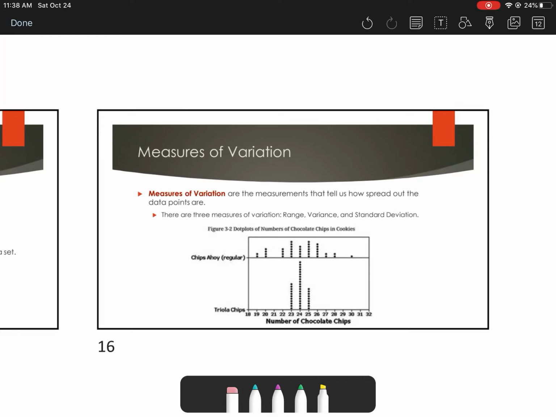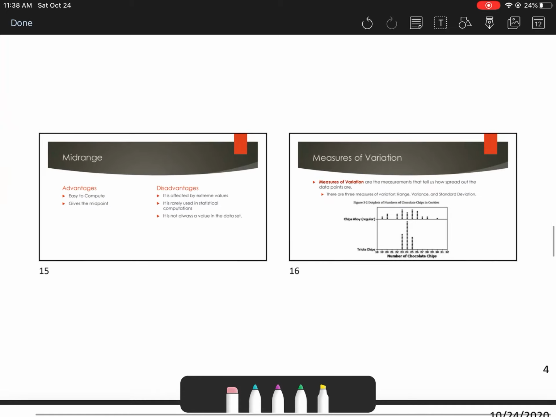Now we're going to go ahead and talk about your measures of variation. Your measures of variation are the measurements that tell us how spread out our data points are. There's 3 of these that we'll be discussing, and that's going to be the range, the variance, and the standard deviation.